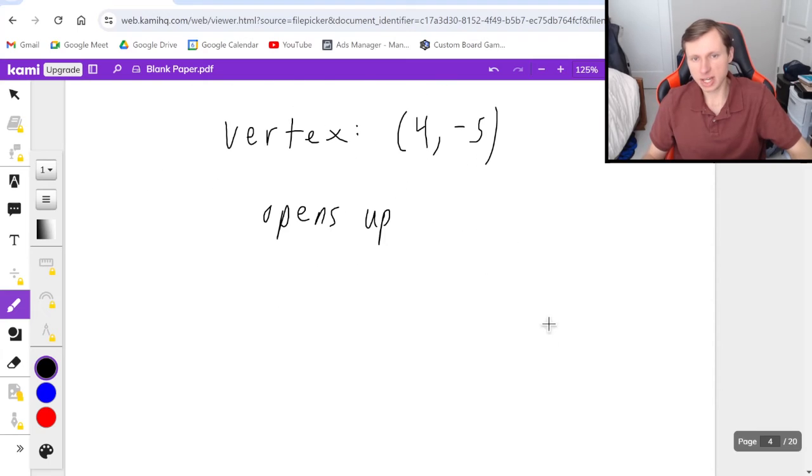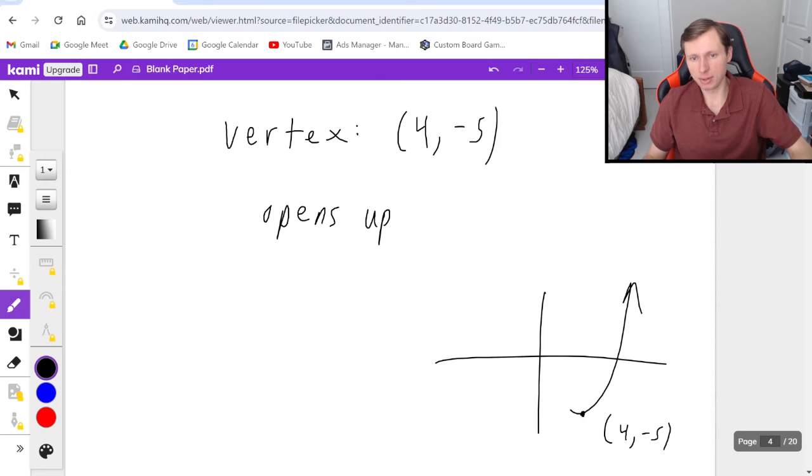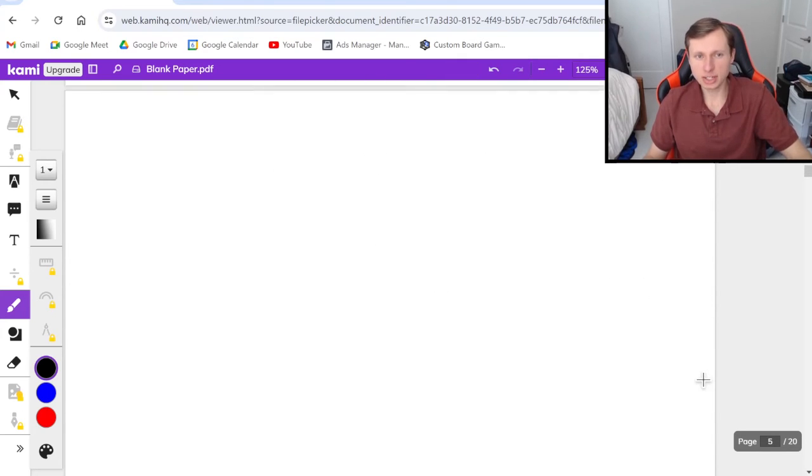And so a rough sketch of this might look something like this: parabola vertex at 4, negative 5, somewhere down here. And then I said it opens up, so maybe the parabola looks something like that. And that's everything you need to know for vertex form.